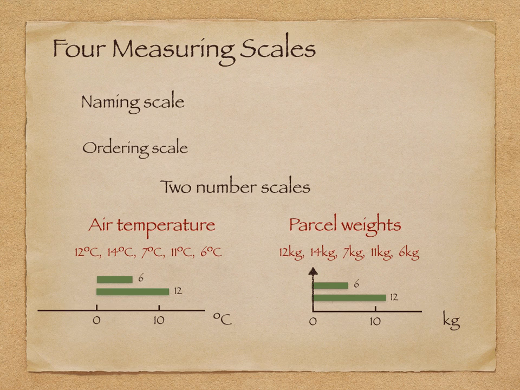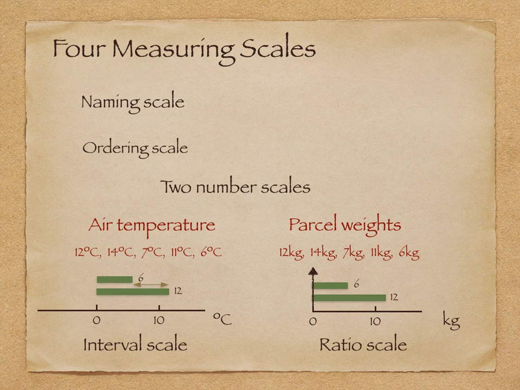Because the 0 is arbitrary, you don't actually know how long the bars are. For example, I'll move the starting point of the bars to the left like this. And now you can see that the longer bar isn't twice the length of the shorter bar. The only thing that hasn't changed is that the interval here is still 6 degrees. In other words, you can only compare intervals. And this is the clue to how this sort of scale is named. Measures like temperature use what's called an interval scale.